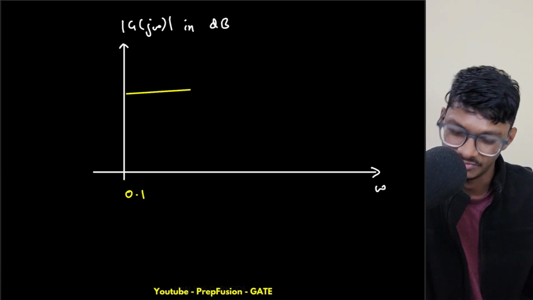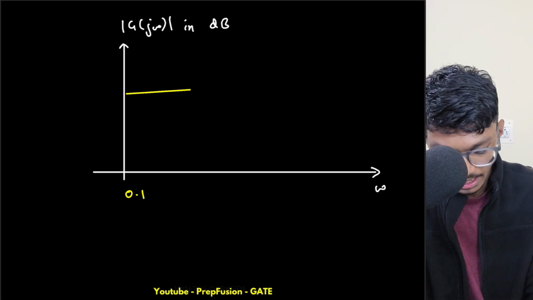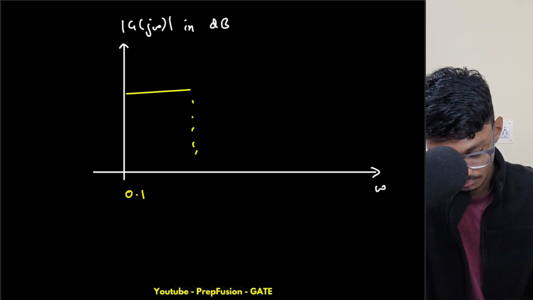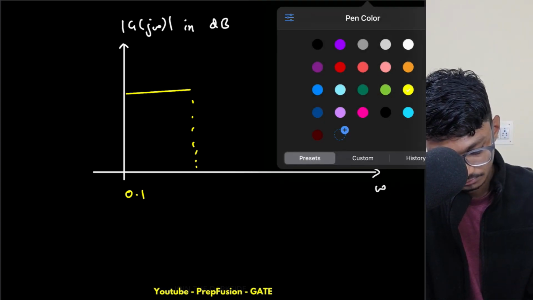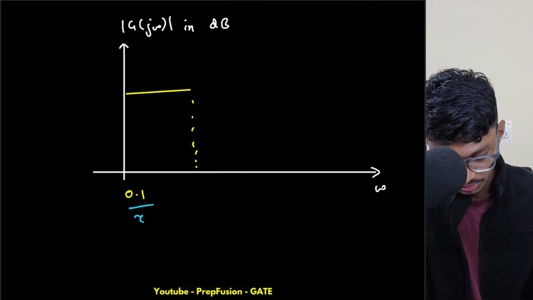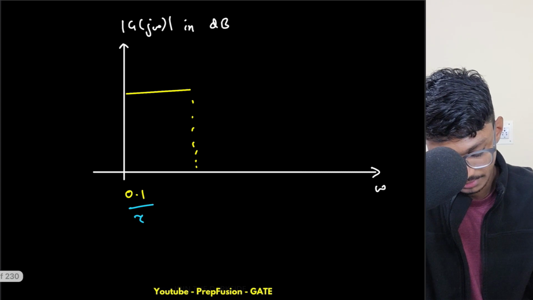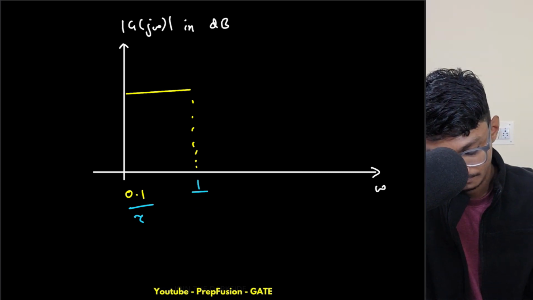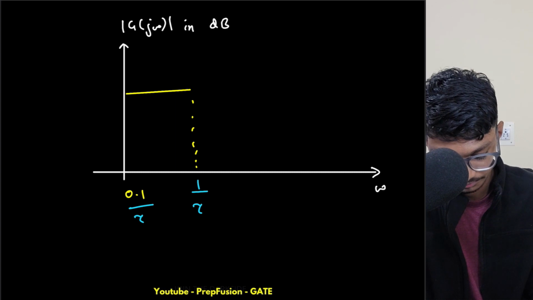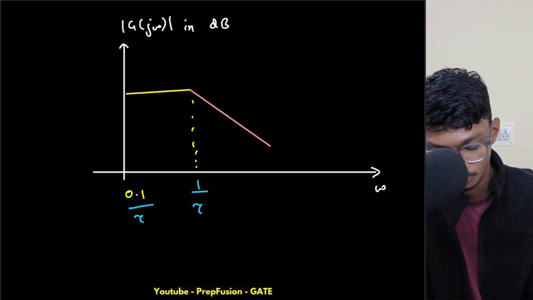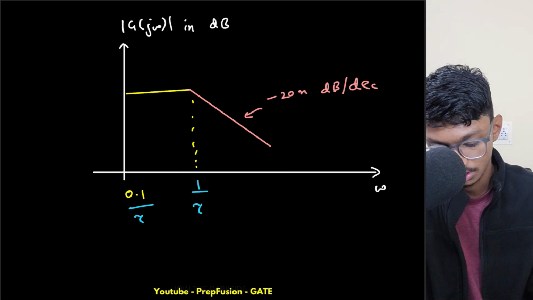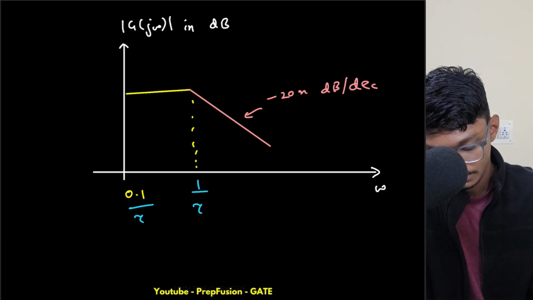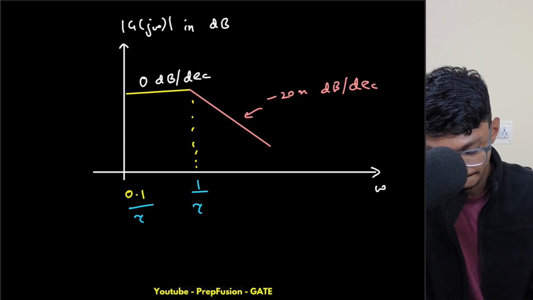We start, let's say, from 0.01, or you can start from 0.1 also, and at 1 by tau, you can name this 0.1 by tau. At 1 by tau, what is happening? Certainly our slope is changing. The slope here is what? Minus 20n dB per decade. This is like a cakewalk right now for us. So minus 20n dB per decade, and before that it is 0 dB per decade.